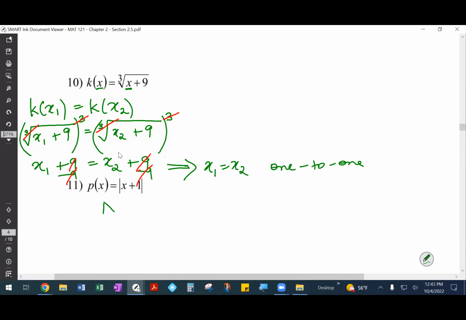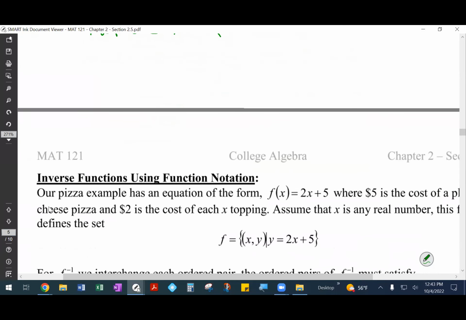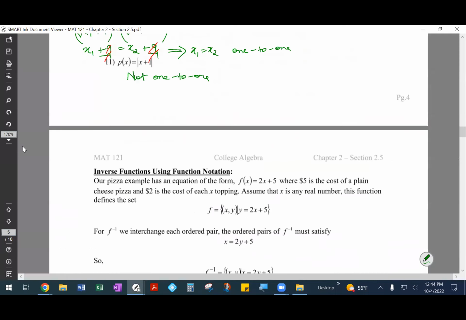As I had mentioned before, you can again see your video lectures for the solution to number 11, but obviously this one is not going to be 1-to-1. So as I was saying, having that relationship of 1-to-1 is what we need if we are going to find an inverse. This example here takes you step by step through how to find the inverse of the function, and we're just using the pizza example again.